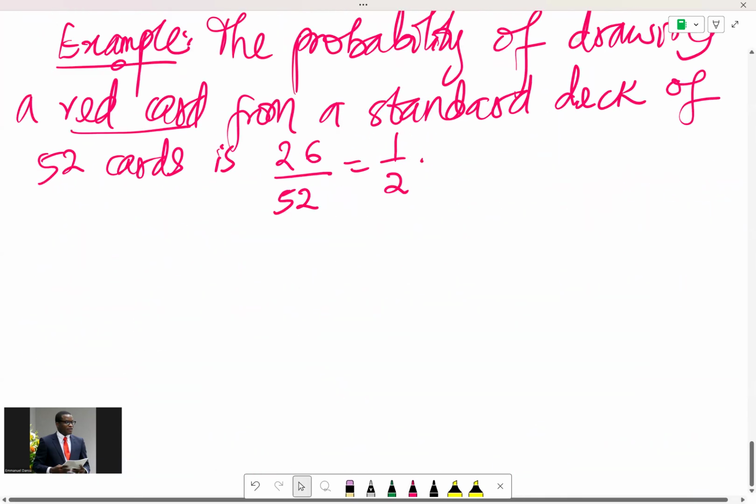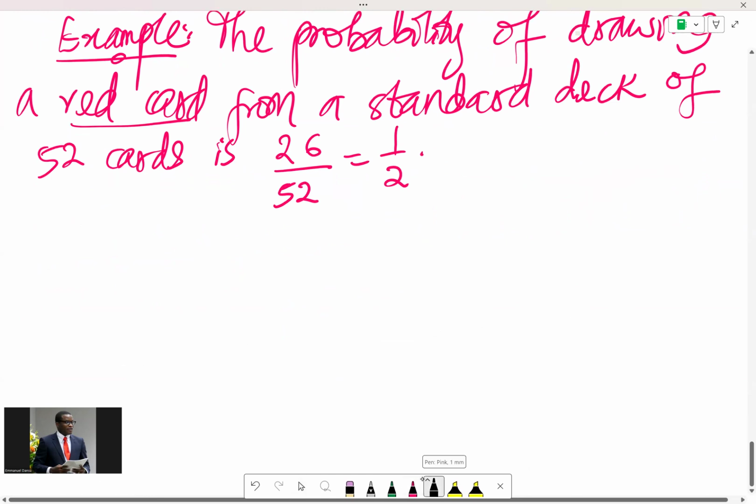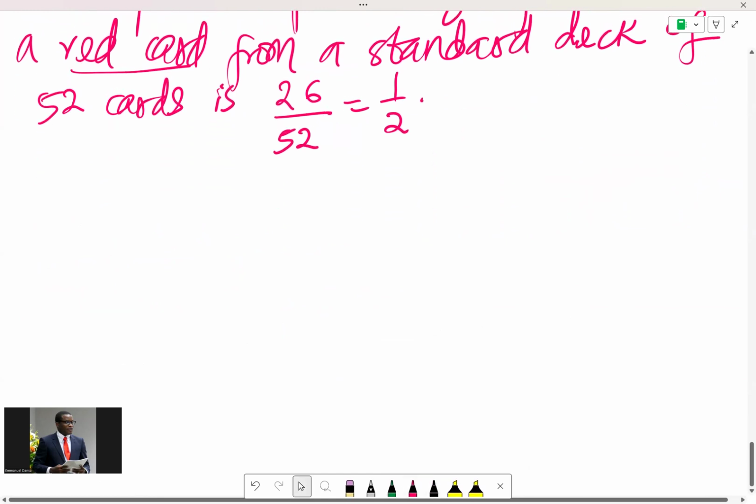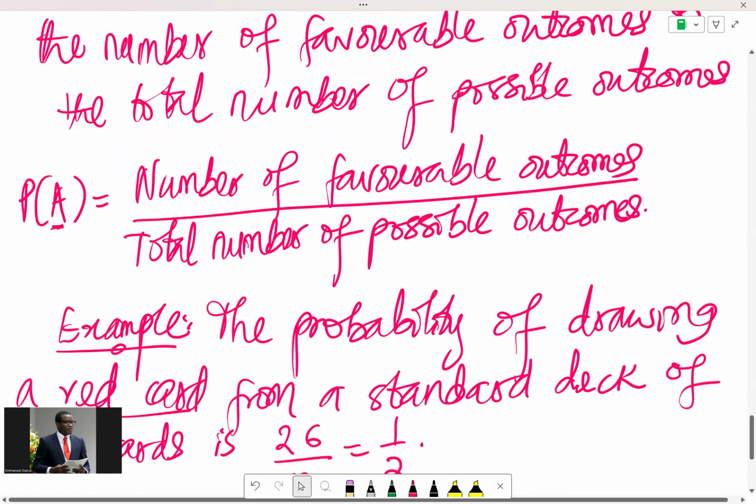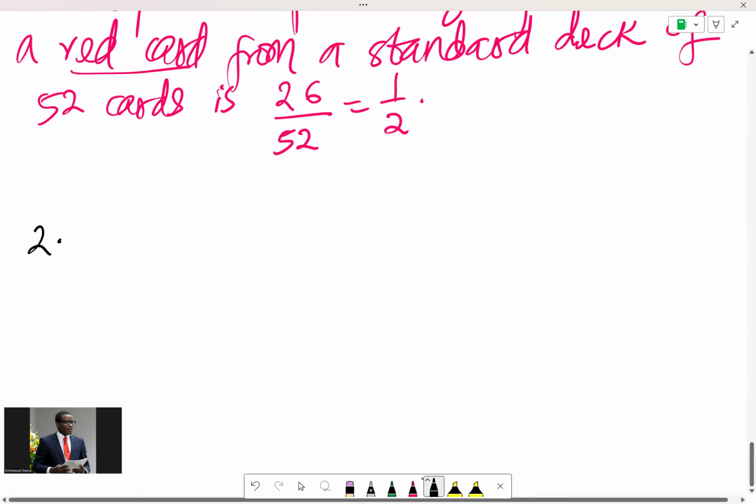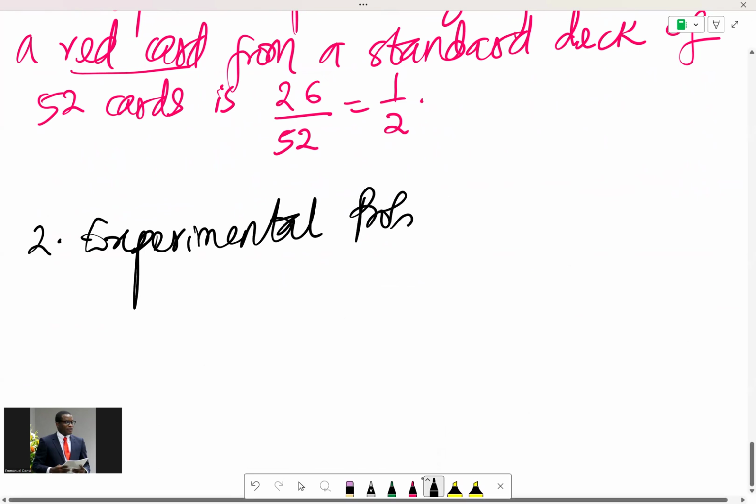It means you have equal likelihood of any of the outcomes. So let's talk about experimental probability, which is another type of probability. Here you are dealing with empirical data, so to speak.